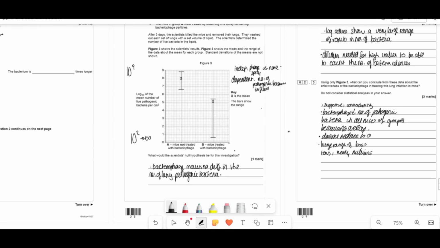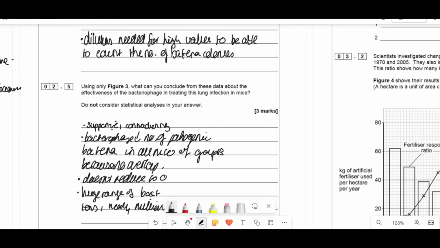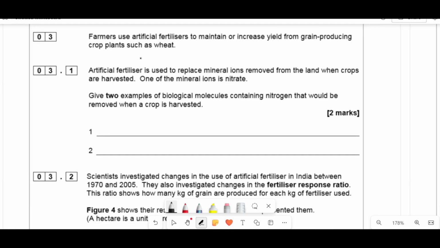We don't really need to talk about what species and this and that, because the question's asking you directly, how useful is using bacteriophages in treating lung infection in mice? So it's only been done in mice, not humans, because that's not what they're asking you to do, bro.